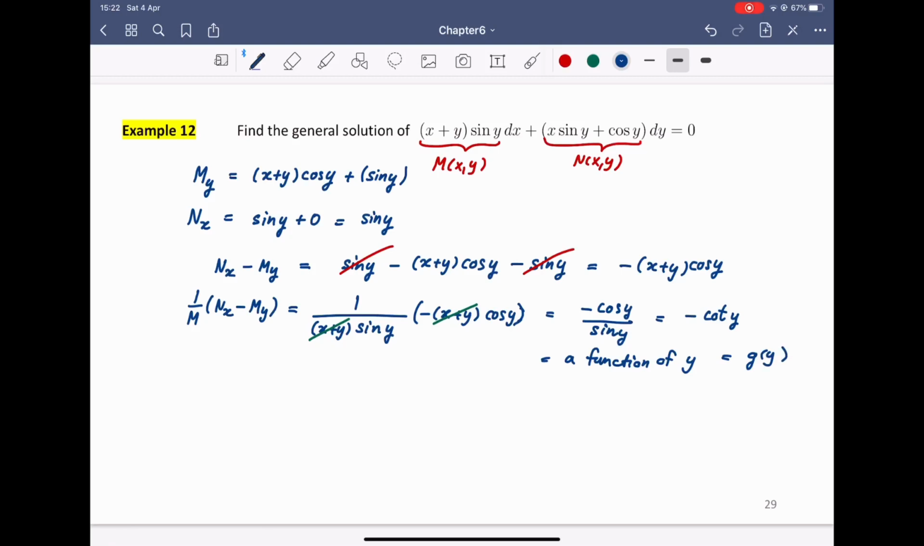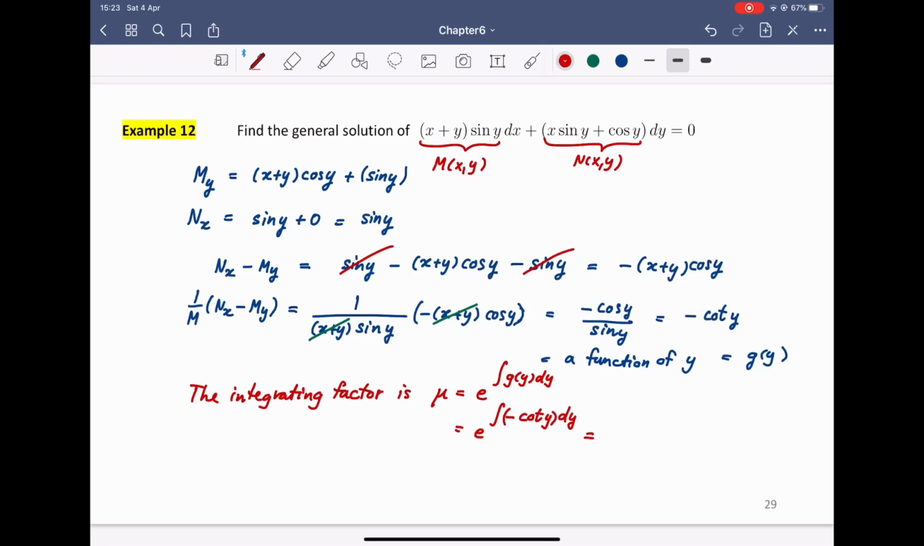All right, and once we have this, the integrating factor, by the theorem that we discussed a few slides before, is mu equal to e to the integral of g(y) dy, right? And that is e to the integral of negative cotangent of y dy.